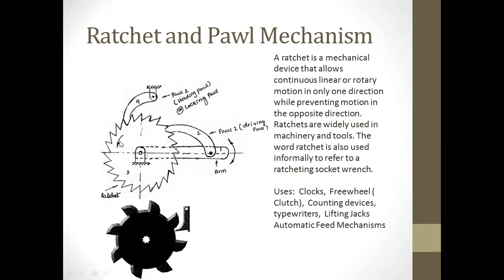Ratchets are widely used in machinery and tools. It is commonly referred to as a ratchet socket wrench. In the wrench, they use this particular ratchet and pawl mechanism. It is used in clocks. It is used in the clutch as a free wheel. It is used in counting devices and typewriters. It is used in the lifting jack where you are lifting the load, so it should not return back in the opposite direction. Again, it is used in the automatic feeding mechanism.